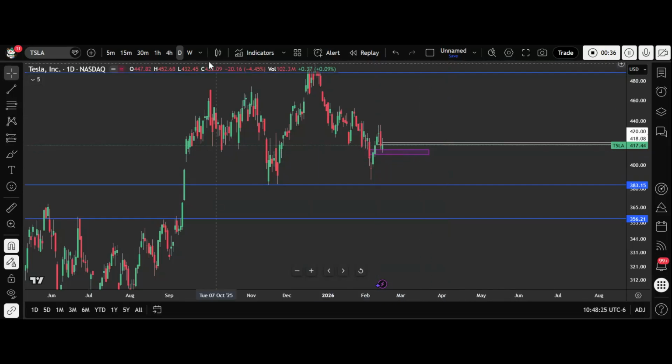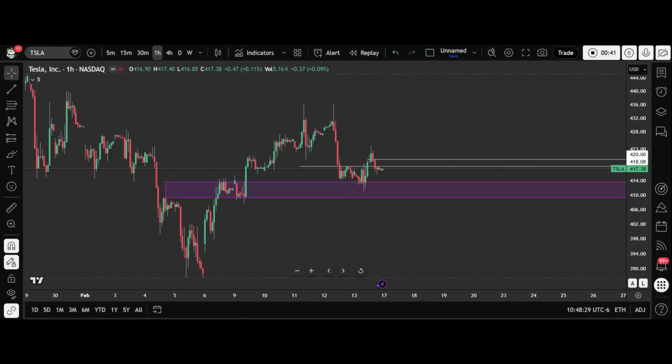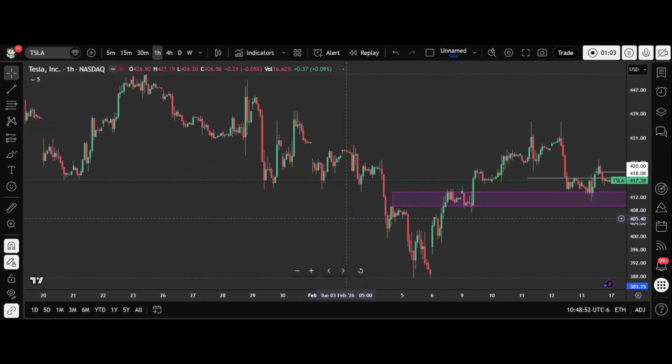is this little area right here. So I'm going to put it on hourly. And this is what I look at. I look at areas that have a lot of just price action. And then I watch for what happened after the price action. So this is the hourly chart. And I'll look at it as far as a month sometimes to just see where the price action is.